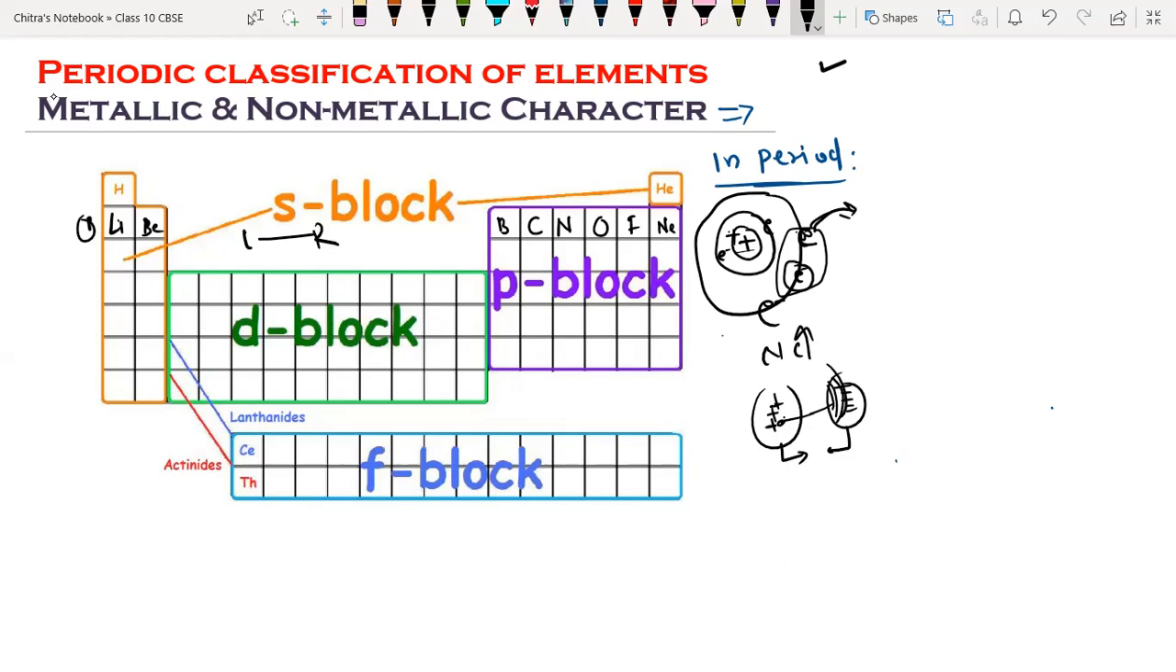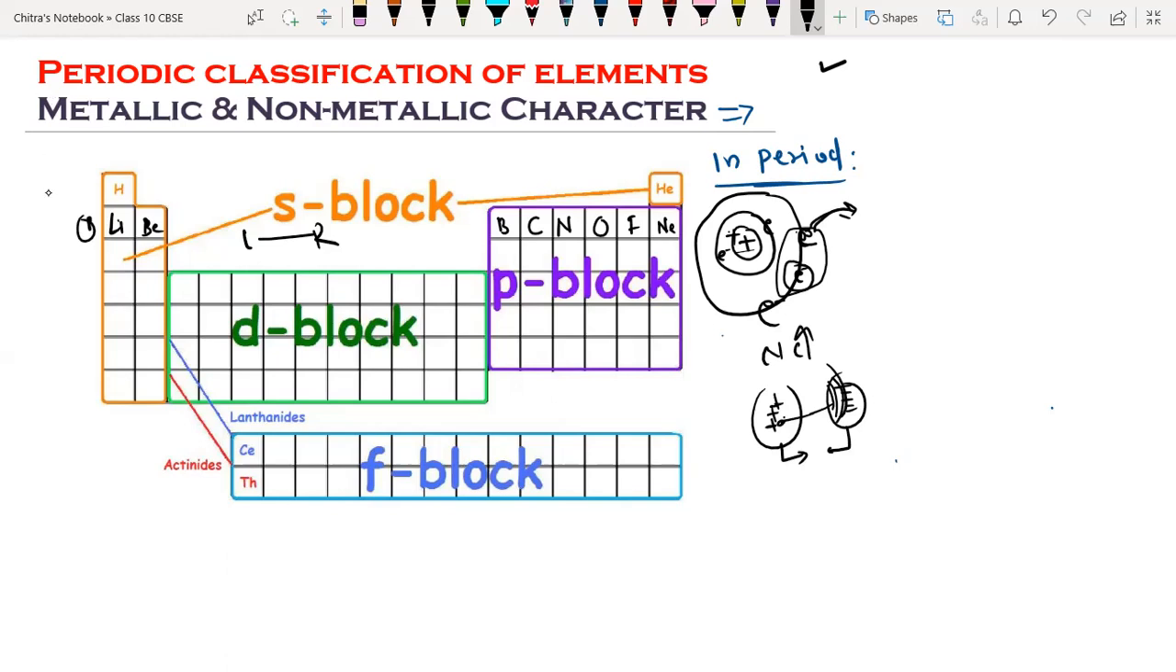Metallic character means what? More electropositive nature, meaning the highest tendency to lose electrons, is more metallic. And the tendency to lose electrons decreases as atomic size decreases, because when atomic size decreases from left to right, the force of attraction between electron and nucleus increases, due to which the tendency to lose electrons decreases and the tendency to gain electrons increases. That means metallic character decreases and non-metallic character increases along a period. Understood that concept?